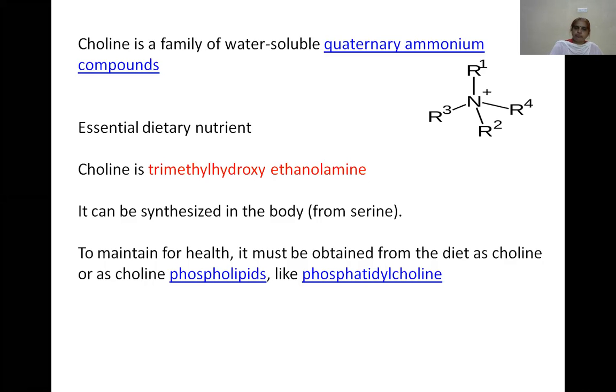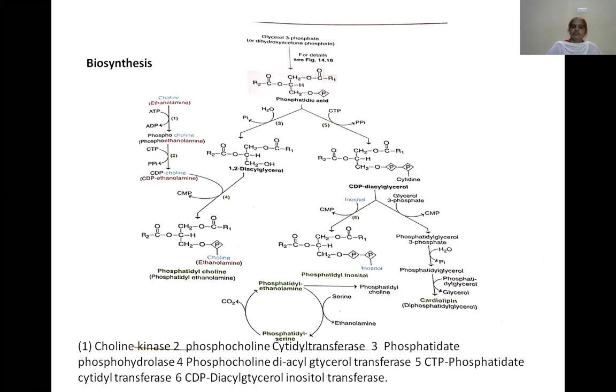Now see the biosynthesis of phosphatidylcholine. I told you this is a compound of the phospholipids. For the synthesis of phospholipids, we require phosphoric acid. But for the synthesis of phosphatidylcholine, we require 1,2-diacylglycerol, which is formed from phosphatidic acid.